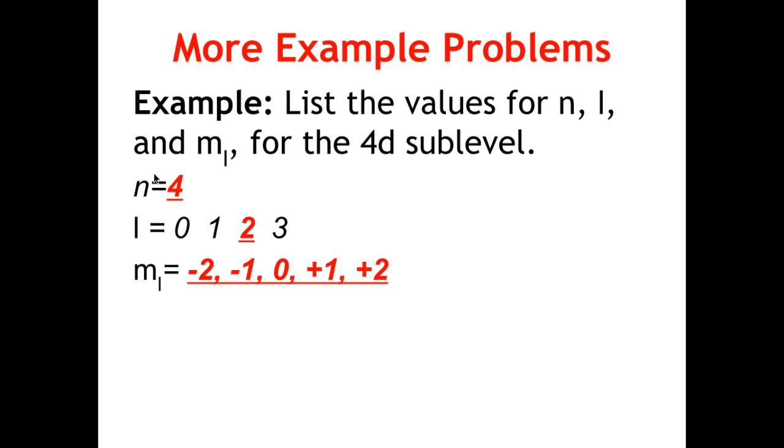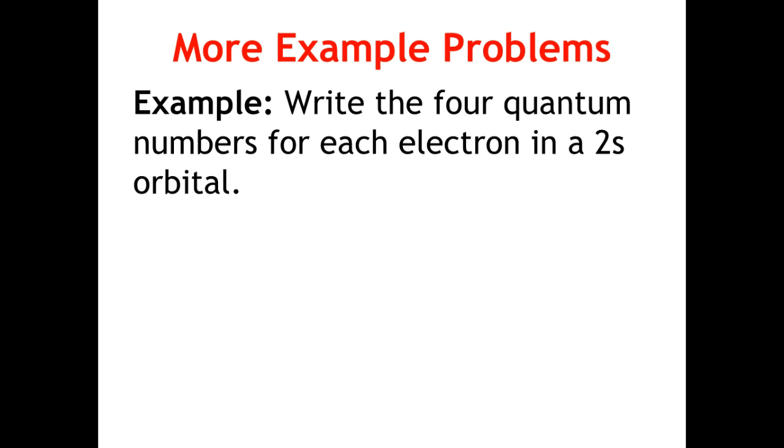ML would be, if you know your L, that integer negative all the way to its positive. So it's -2, -1, 0, +1, +2. So we have the size, we have the shape, and we have the orientation in space of the orbital. Let's do another example. Write the 4 quantum numbers for each electron in a 2s orbital.